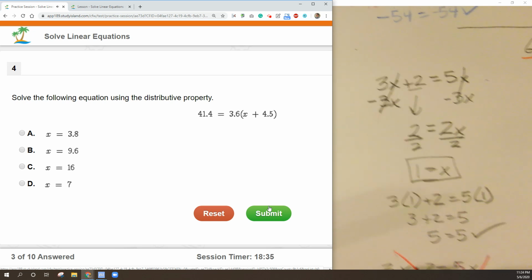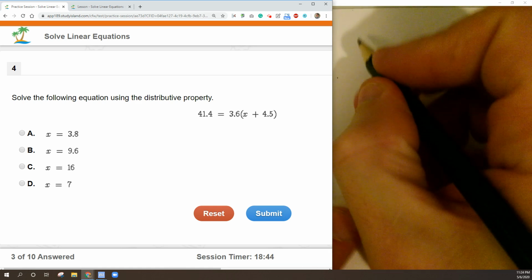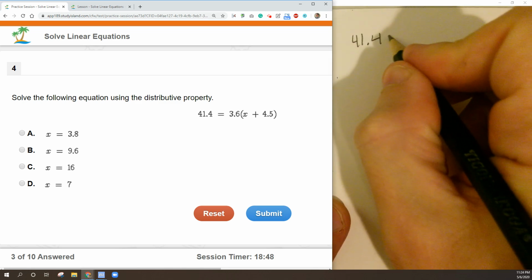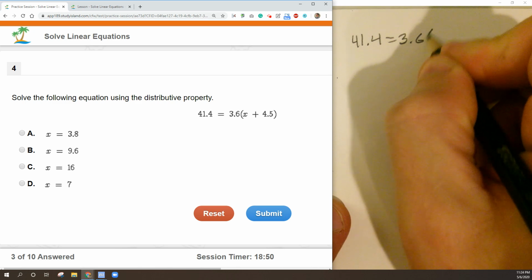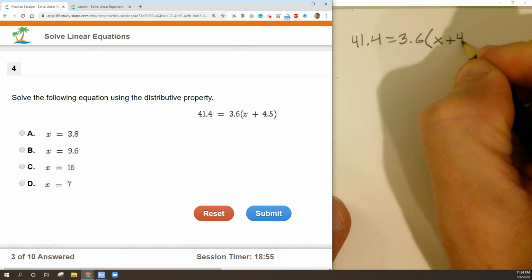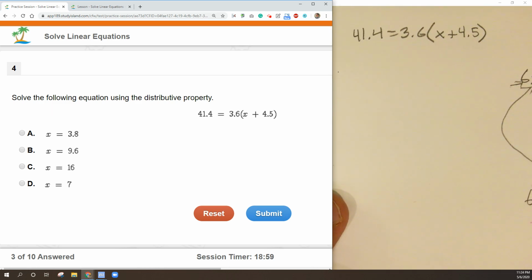Number 4, solve the following equation using the distributive property. So this equation uses the distributive property. Let's go ahead and do this one. 41.4 equals 3.6 multiplied by the sum of x and 4.5. Now, how do we solve this one? I'm going to give you 2 ways to solve it. First is we can actually distribute. So let's go ahead and do that first.